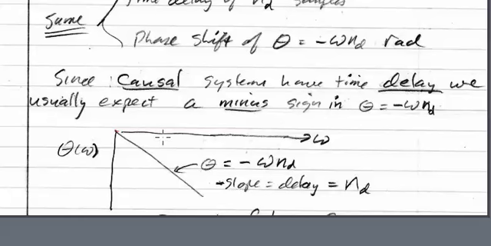So this is a linear phase system. Any system that has phase that's a straight line through the origin is a linear phase system. And the result of a linear phase system is no phase distortion.